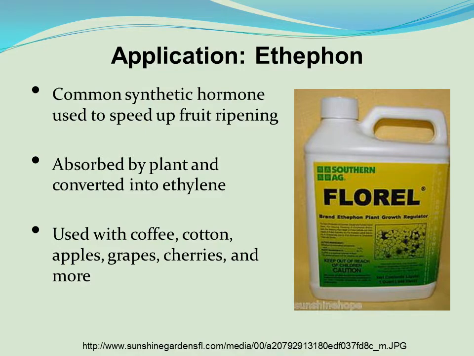One specific application our group looked at was a study on the use of the synthetic hormone ethephon, which is used in commercial farming to speed up ripening. It is sprayed on plants, which then convert the hormone into ethylene. Ethephon is used in the ripening process of plants such as coffee beans, cotton, apples, grapes, peaches, and more.